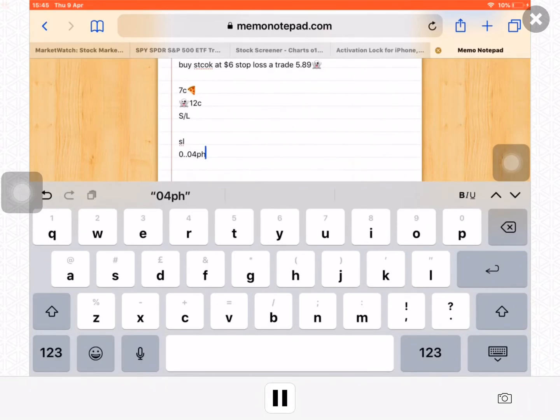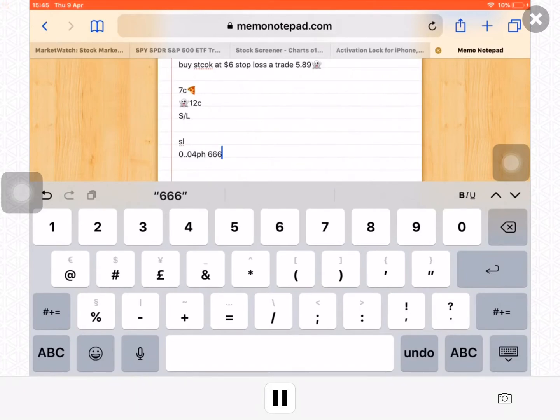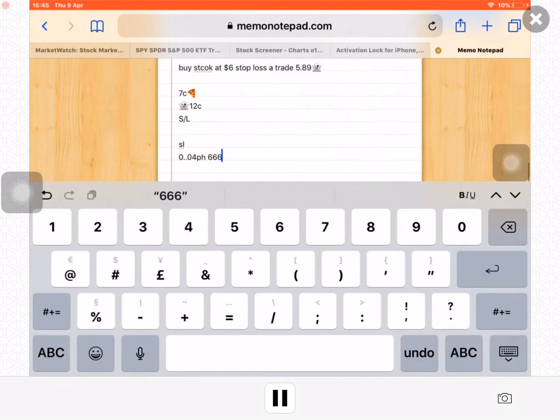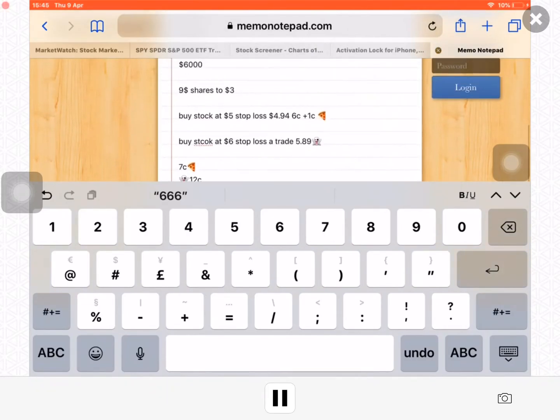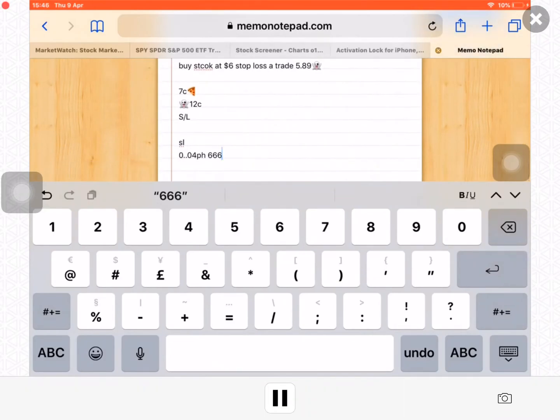So if it's 4 cents per share, look, I can buy 666 shares. If the stop loss is 4 cents per share, that 666 is based on the highest price, so that's $9. So if it was at $9, I would only be able to buy 666 shares, if you see what I mean. So this is the key figure here, because this is the highest amount of shares I can buy, 666, with the account balance that I've got. That's the most shares I can buy, and that's why it's at $9.